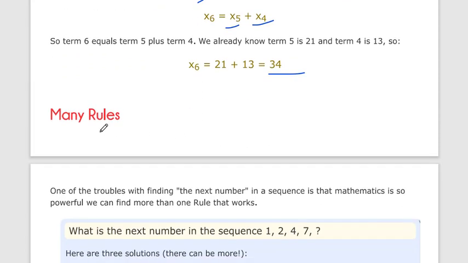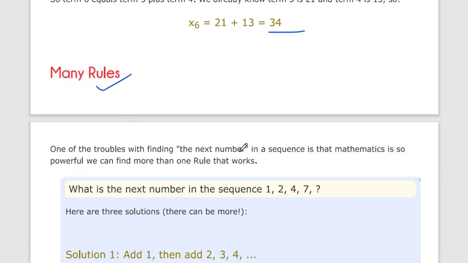Now many sequences have many rules to follow. It is not always true that one sequence has only one rule. Maybe it has two rules, three rules. Let's see with examples so you can get a better idea. Now, what is the next number in the sequence? They have given 4 numbers and we have to find the fifth term. So let's say solution 1.